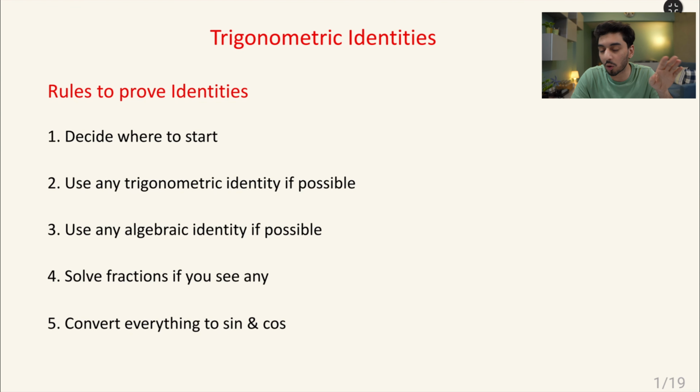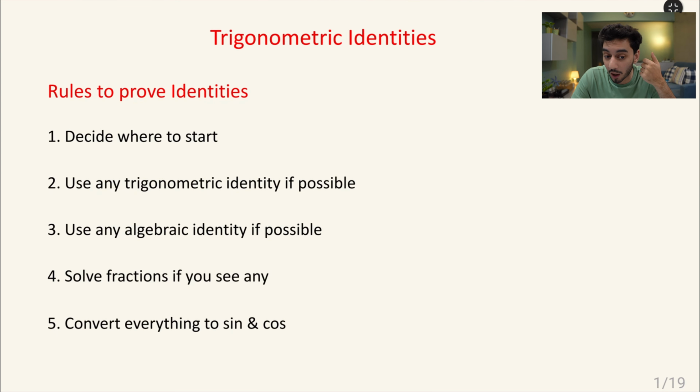Now if you are someone who only knows 3 trigonometric identities, that's good. Use those three trigonometric identities and solve it. If you know more, then use those also, not really a problem. I will show you what those trigonometric identities are in the next slide. If any trigonometric identity is not possible, then you look for any algebraic identities if they are possible. Algebraic identities, again, I'm going to give you in the next slide.